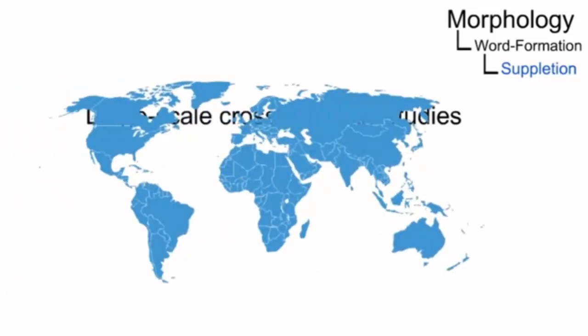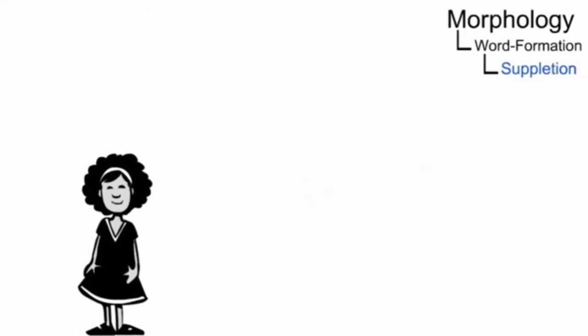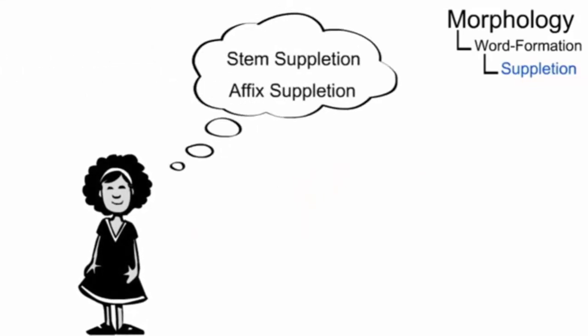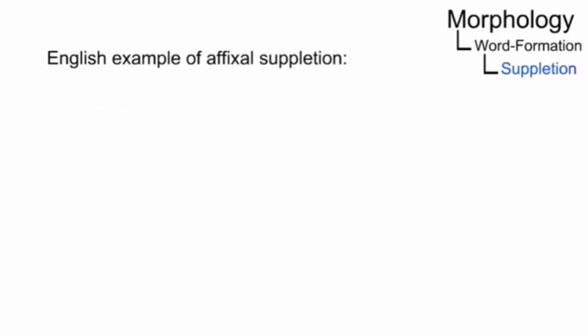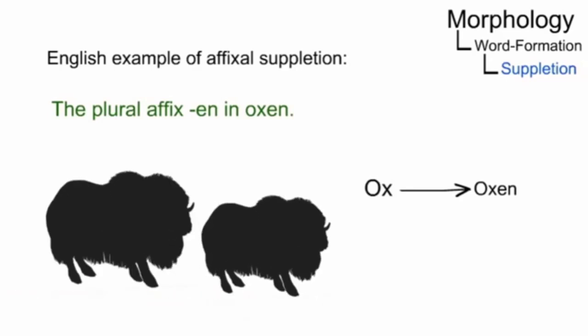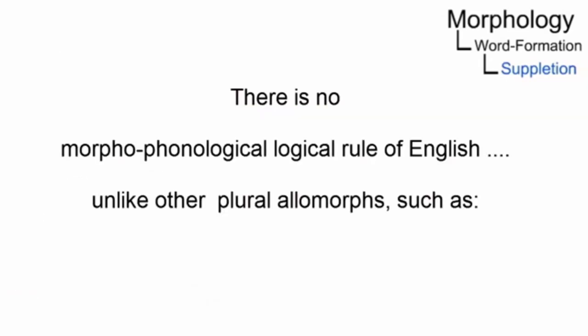Different kinds of suppletion affect different linguistic signs: stem suppletion and affix suppletion. Thus, it is customary to distinguish between affixal and stem suppletion. An English example of affixal suppletion is the plural affix -en, as in oxen. It is not motivated by any morphophonological rules of English, unlike other plural allomorphs such as in boys and cups.